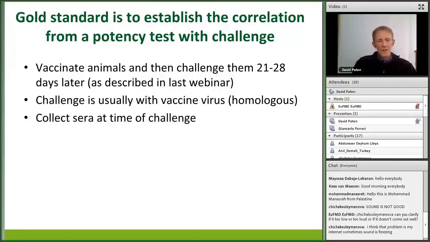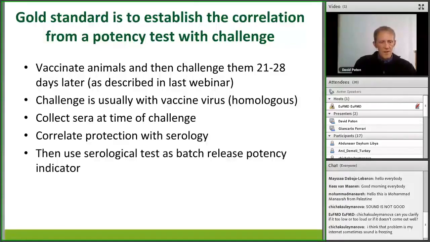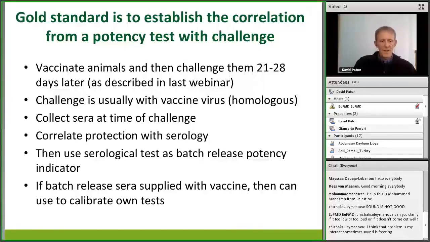You can collect the sera at the time of challenge, and then you can correlate the protection in each animal with their serology results. And hopefully you find that there is a correlation between antibody level and protection. If you do, then you can use serological tests in future batch release potency indicators. So when you come to make more batches of the vaccine, once you've shown the correlation with serology, you can do a vaccination test without challenge, and then you can show that the vaccine has induced the required level of immunity.